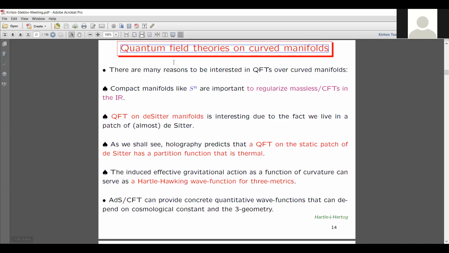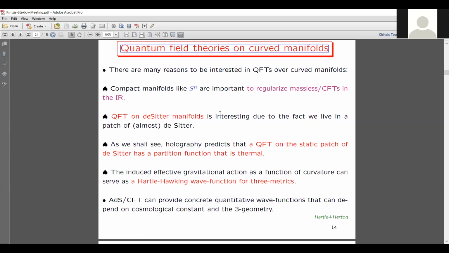So now I would like to come and study the renormalization group flows of holographic theories when you put the quantum field theory on curved manifolds. There are many reasons, in fact, to be interested in quantum field theory over curved manifolds. I mention here a few. First of all, compact manifolds like spheres are important if you want to regularize massless theories or conformal field theories in the IR, if you want to compute, for example, data like indices.